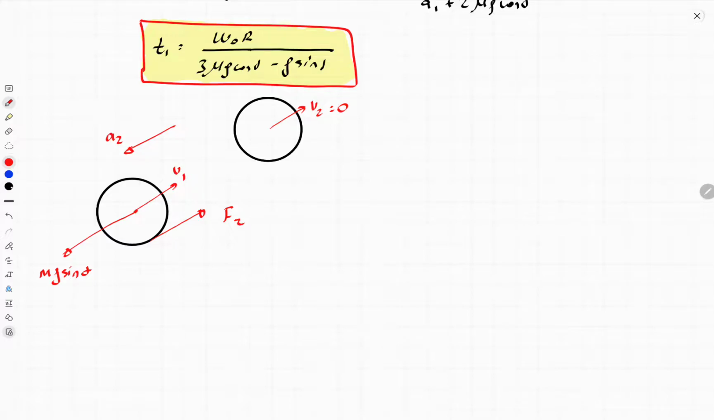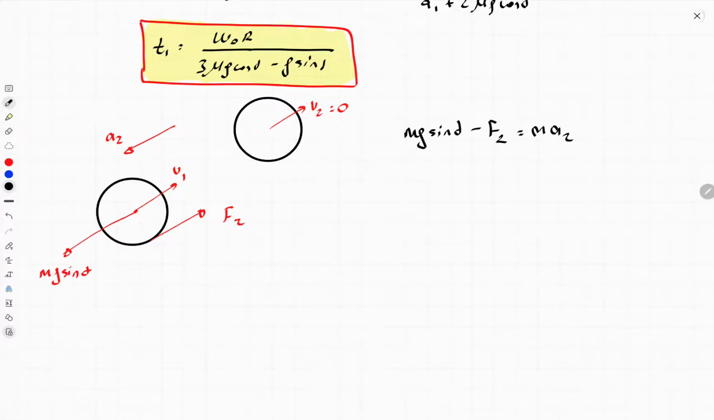Now let me write again Newton's second law for this process. We are 100% sure that acceleration will be directed downward. So we can write mg sine alpha minus friction force equal to ma2.